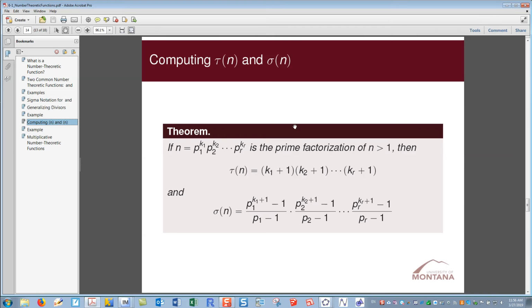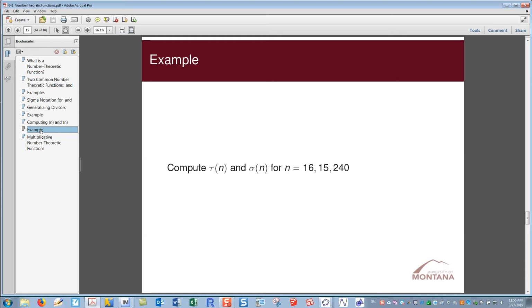Remember that when we left off, we determined that there was actually a closed form for computing both tau of n and sigma of n for any number that has a unique prime factorization. So I guess this means any integer greater than 1. And we didn't prove the tau of n, but we did prove the sigma n proof. And I believe we got to this spot where we took a look at computing these for tau and sigma of n.